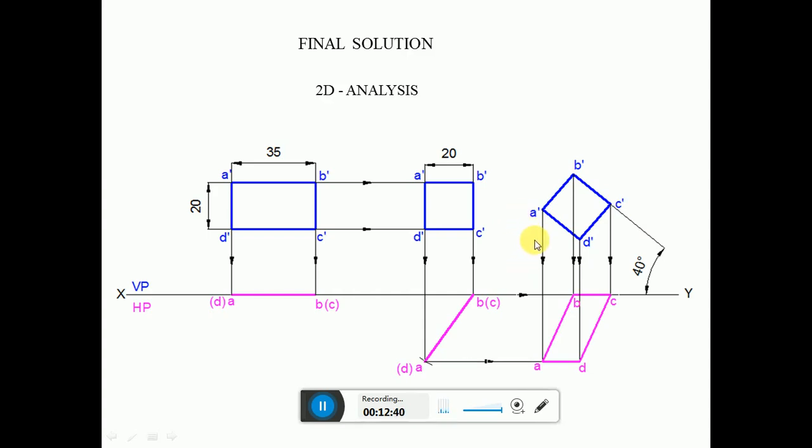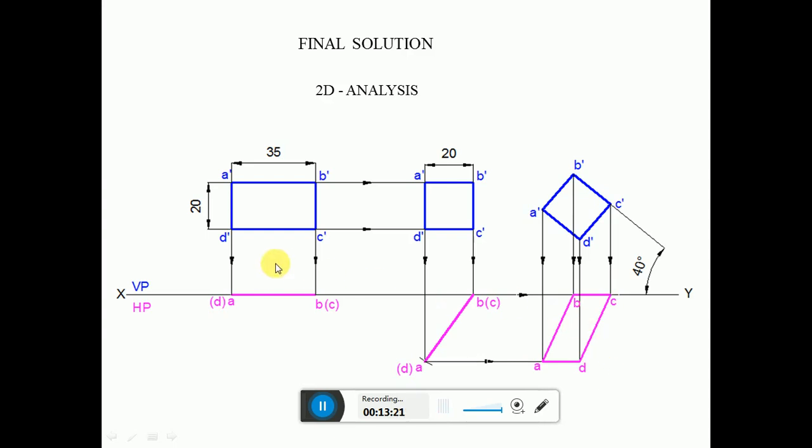Then draw a vertical projector from A dash to the top view and draw a horizontal projector from A to intersect at this point and mark that point as A. And similarly draw a vertical projector from B dash and draw a horizontal projector from B. It will intersect at this point and mark this point as B. Then draw a vertical projector from C dash and a horizontal projector from C to intersect at this point. Mark the point as C, and draw a vertical projector from D dash and a horizontal projector from D. It will intersect at this point and name the point as D. Then join A to B, B to C, C to D and D to A. This will complete the top view.